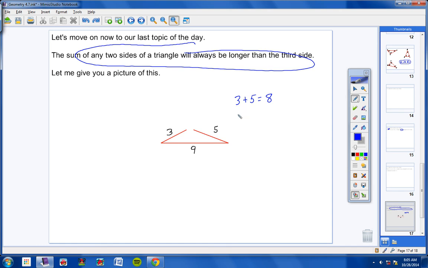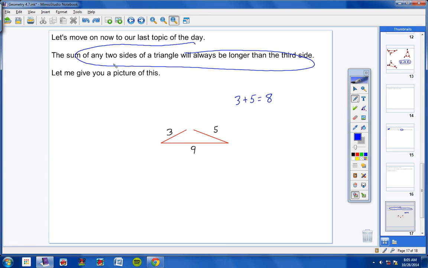If you take any two sides, if there's just one situation, like you said, well, Mr. Earhart, 3 plus 9 is 12, and 12 is greater than 5, true. 5 plus 9 is 14, and 14 is bigger than 3, true.